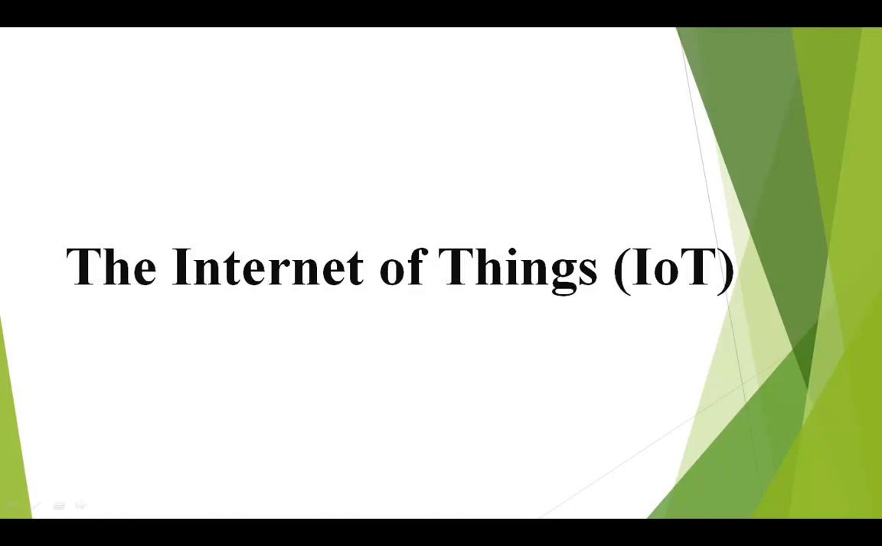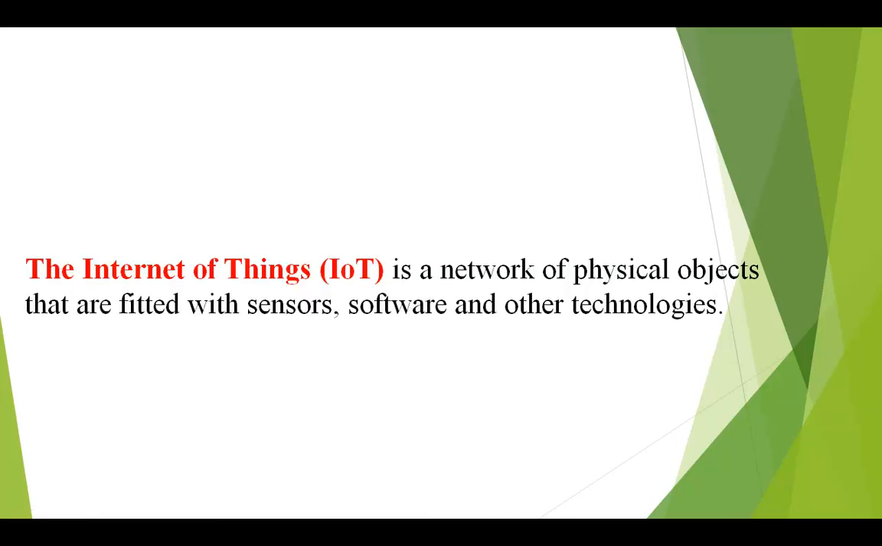So what is IoT, or the Internet of Things? The Internet of Things, IoT, is a network of physical objects that are fitted with sensors, software, and other technologies.